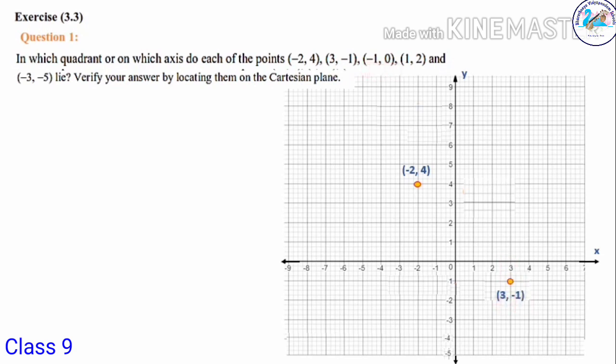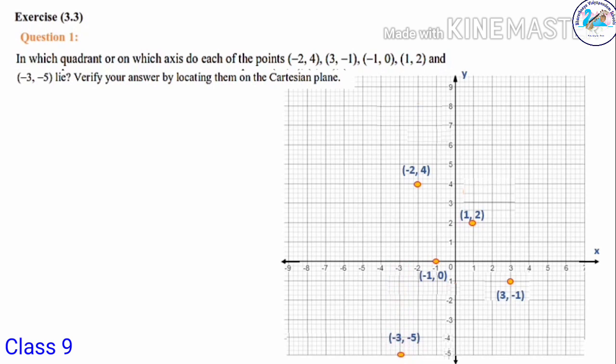Next one is (-1, 0). X value is -1, y value 0. That means only on the x axis we have to take -1. X axis -1 is this point and y value is 0 here. So the point (-1, 0) is located. Next is (1, 2). X value 1, y value 2. That is here. So we have marked (1, 2). Finally, (-3, -5). X value -3, y value -5. X axis -3 is this one and to get -5 we have to go down. So the point is plotted here, (-3, -5).